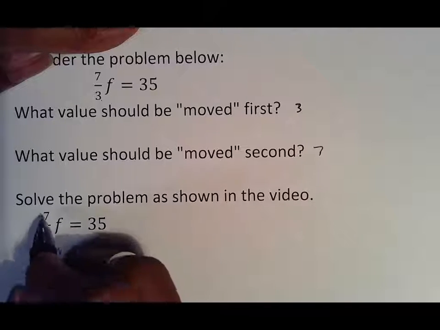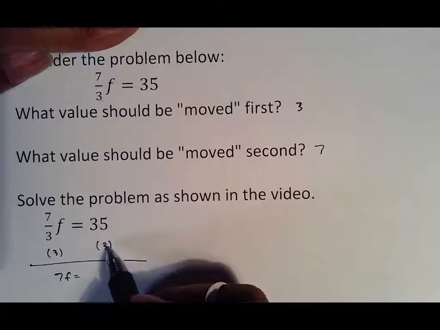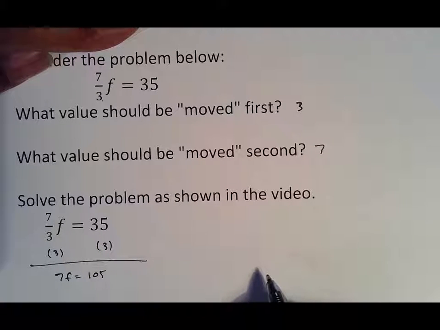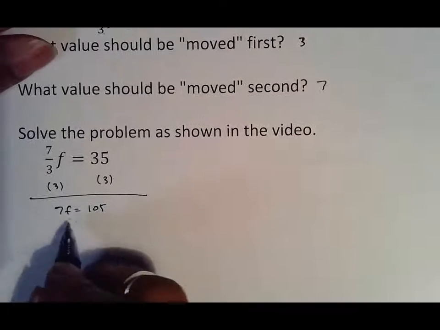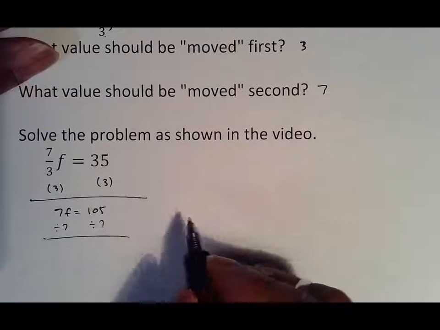The 3's go away, 7f comes down. 35 times 3, that'll be 90 plus 15, which I believe is 105. And then you divide by 7. So again, that's 7 times f. And so what you would do to get rid of times is by putting divided by 7, divided by 7.